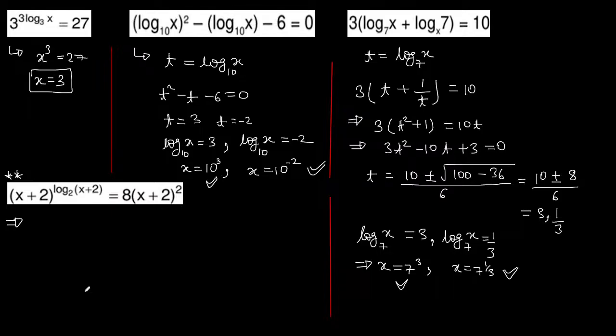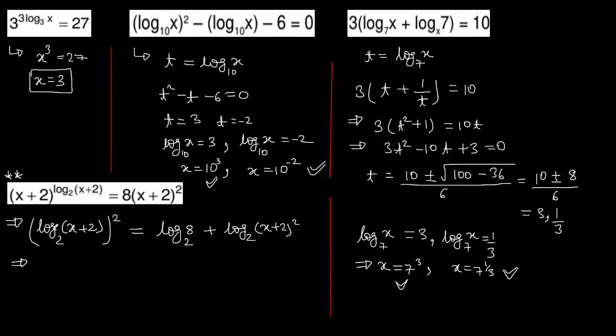So we will take log base 2 on both the sides. When we take log base 2, this log will come down. It will be log of x plus 2 base 2 times log of x plus 2 base 2. That means it will become a square. And here we'll have, this is m, this is n. So log 8 base 2 plus log base 2 of x plus 2 whole square.